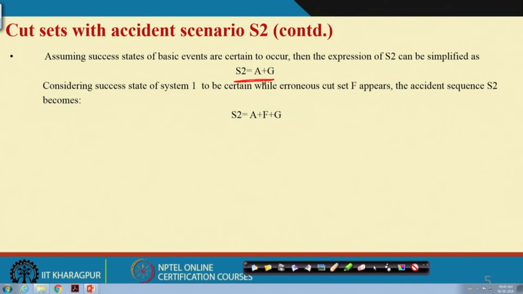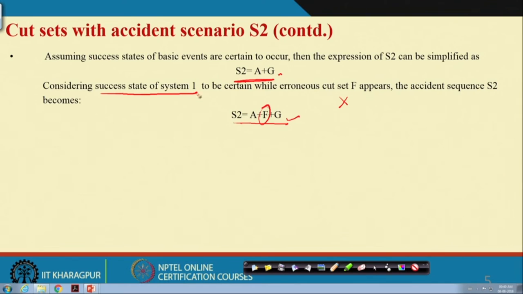Now you may think differently also. Instead of considering the basic events certain to occur, you may consider that system 1 is certain to occur, in the sense that success of system 1 is certain. Then F1 bar will be 1 and you will get S2 as A plus F plus G. So A plus G is there, but one more F is coming, one more cut set is coming. So this is not correct. It is recommended that you please don't consider this type of assumption, that system 1 will succeed.